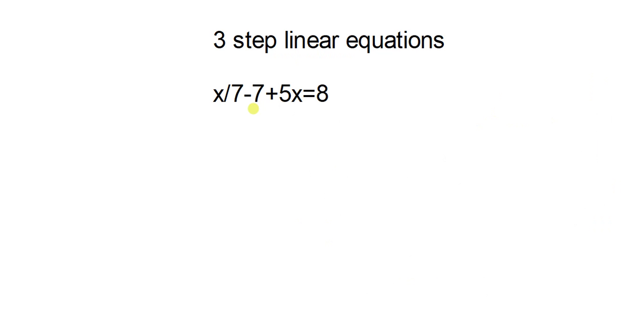So to deal with this question, we've got x divided by 7 minus 7 plus 5x is equal to 8. So just like on the last question, I'm going to get rid of that number first. I'm going to deal with that minus 7, and I'm going to do so by adding 7 to both sides. So I'm going to be left with x over 7 plus 5x is equal to 8 plus 7.